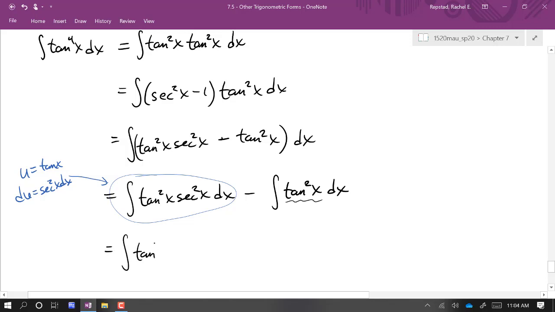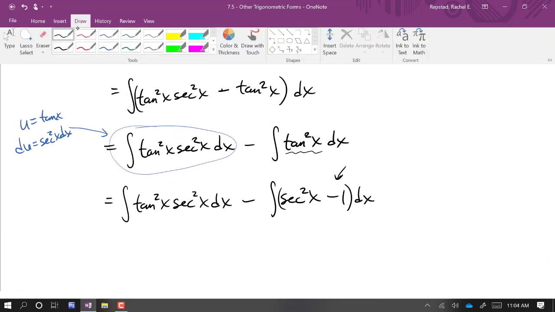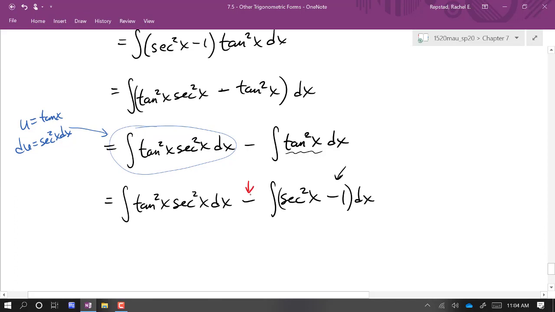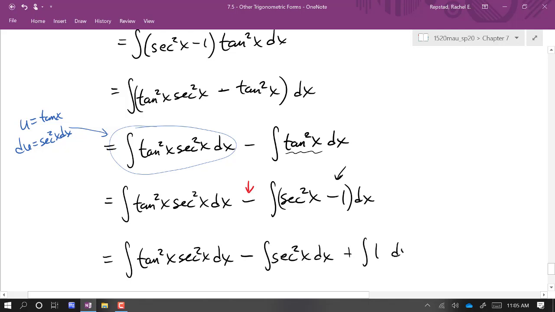And I'm going to hold off on making the substitution we mentioned there, and I'll do that in a second. So this is secant squared x minus 1. Now we can split up this integral over the subtraction. Be careful, when we split up that integral, we're subtracting the whole thing, so that will distribute. When we split this up, we're going to have minus the integral of secant squared x plus the integral of 1. And that's just because this negative here distributes.